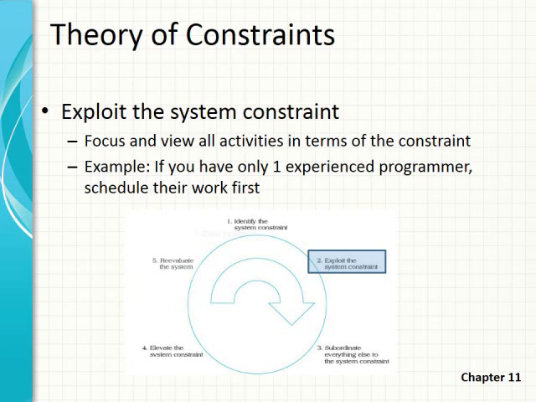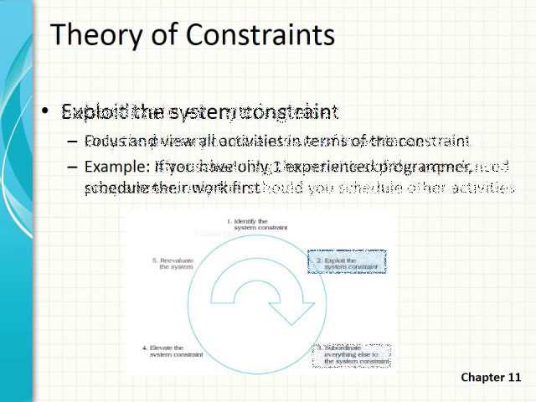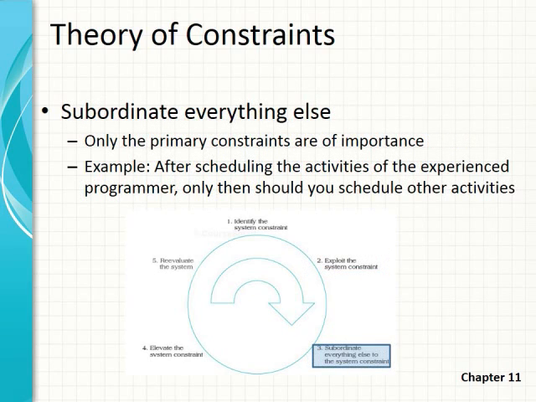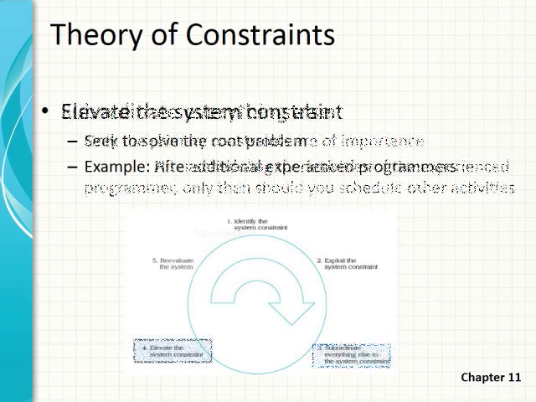And the example we had is, if you only have one experienced programmer, that's my constraint, and I have to schedule their work first. And we'll subordinate everything else, and that's an example of scheduling their work first, right? Of subordinating everything else so that only the primary constraints are of importance. So after scheduling the activities of that experienced programmer, only then should you schedule other activities.